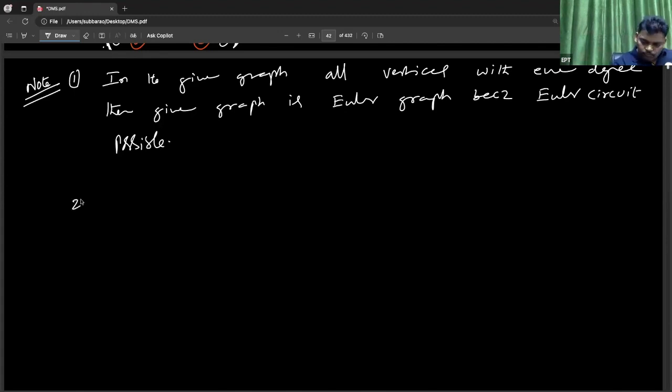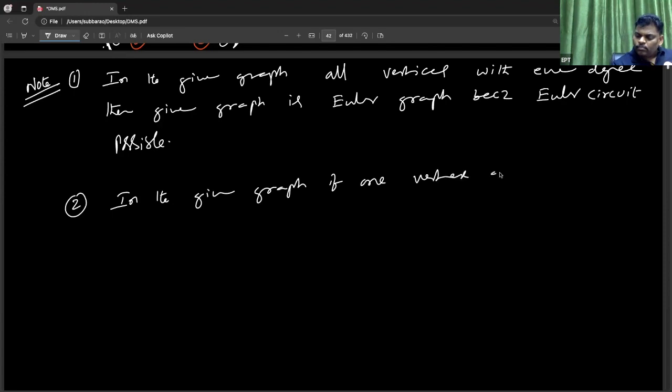Okay, 2. In the given graph, if even one vertex has odd degree, then the Euler circuit fails.